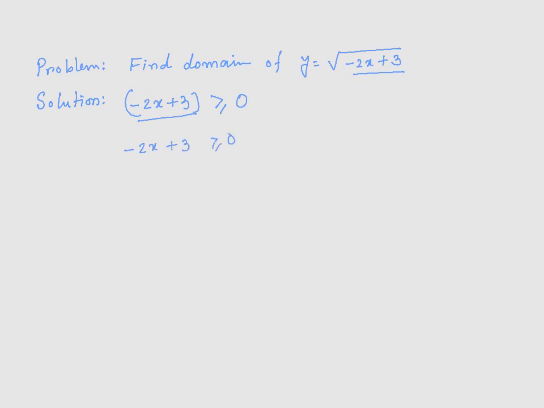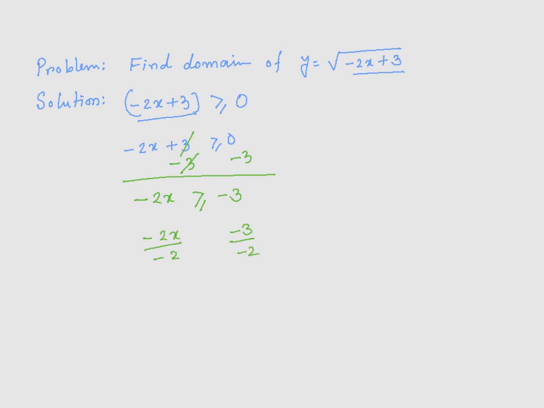Let me rewrite it here: negative 2x plus 3 is greater than or equal to 0. I am going to subtract 3 from both sides. I'm trying to solve for x, so that's going to give me negative 2x. Negative 3 and positive 3 cancel out, is greater than or equal to 0 plus negative 3, which is negative 3. Now to solve for x, I need to divide both sides by negative 2.